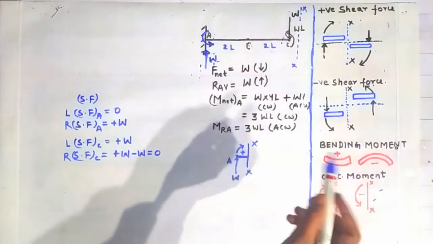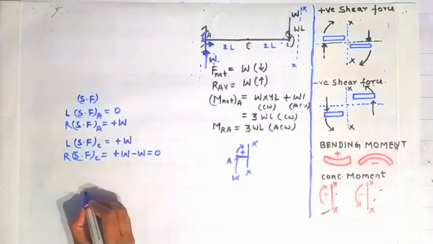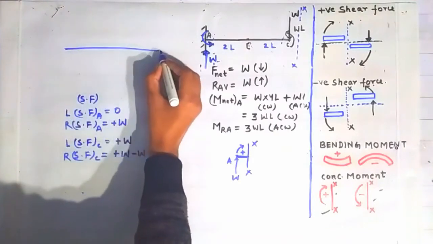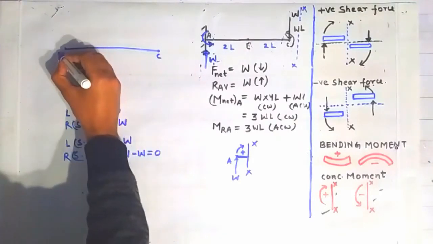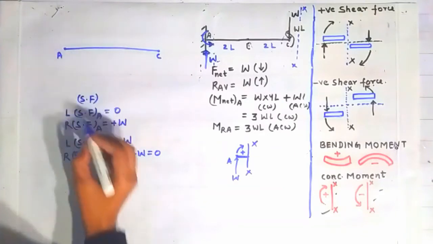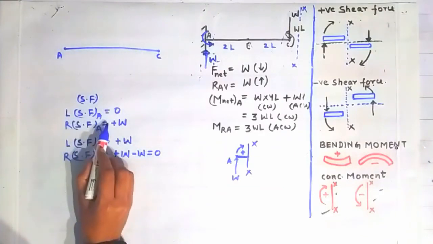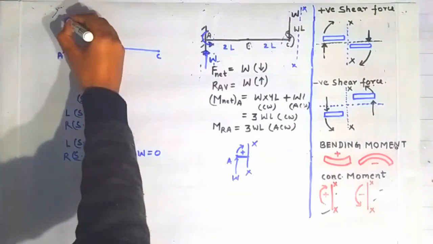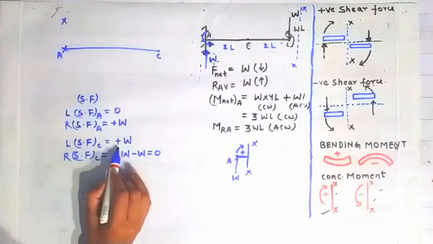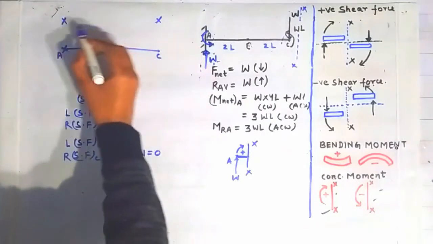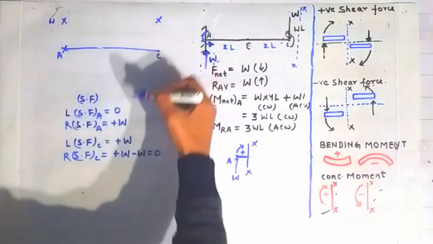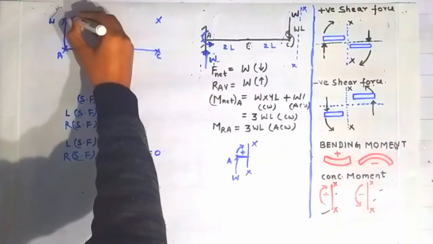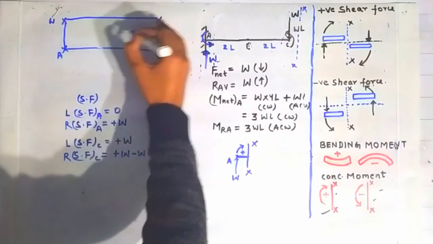Now we will draw the shear force diagram. The shear force diagram will look like this. This is the point C, suppose this is the point A. At the point A the shear force is initially 0, and on the right side of the point A it goes to plus W, and at the point C it is plus W, the same level. On the right side of the point C you can see that it is coming out to be 0.